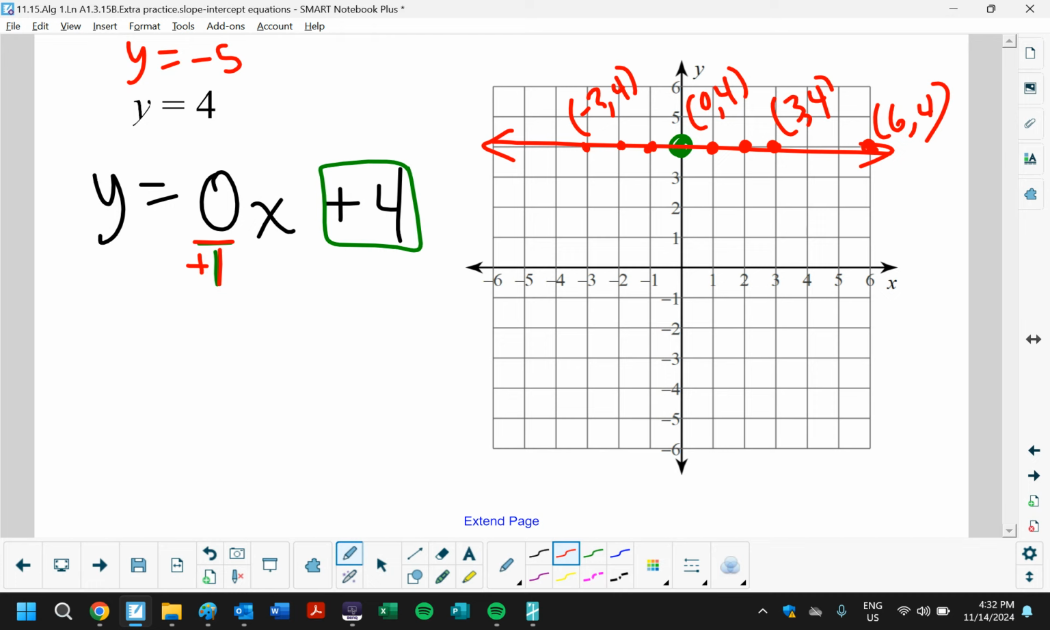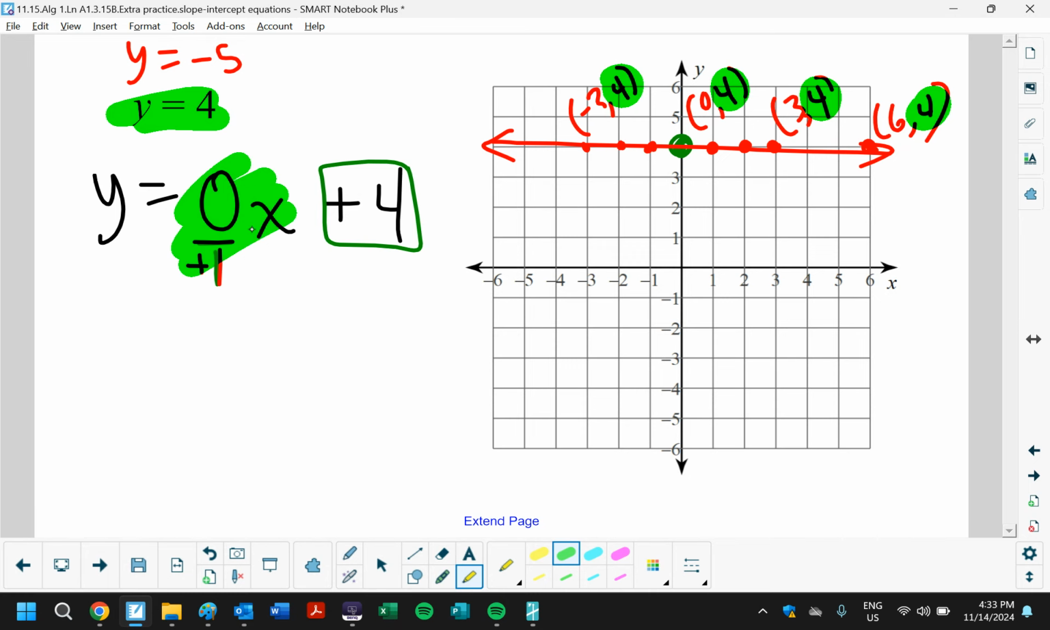And naturally, one of the first things that you're going to notice, I hope, is that for each individual ordered pair, the y-coordinate is always 4. Of course it is, because mine says y equals 4. Again, if that helps you, write in the slope of 0, use that slope to find additional points going in both directions, and then graph the line.